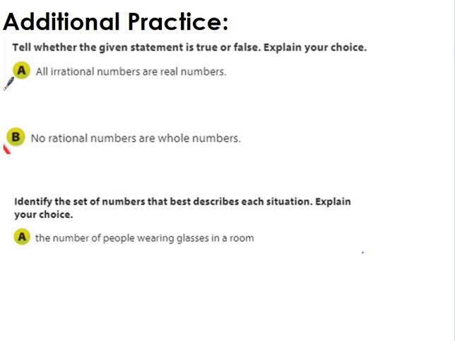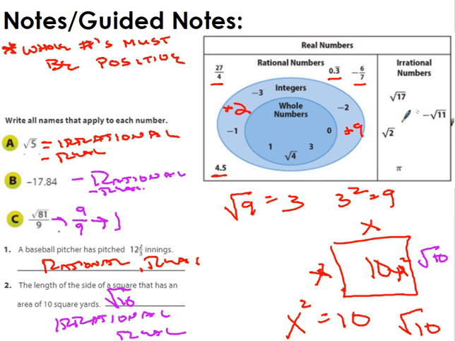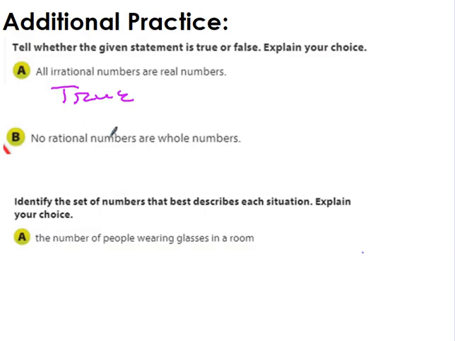Okay, so first we have: all irrationals are real numbers, and that is true. Everything we've learned about are real numbers, and irrational numbers are part of all real numbers. So everything that we put as irrational is also going to be a real number. So that is a true statement. And that was my explanation; instead of me writing it down, that was just me explaining it to you.